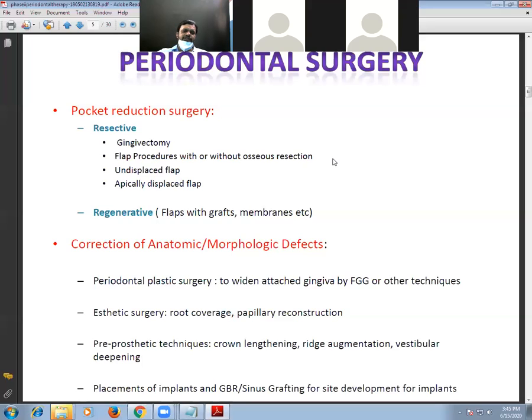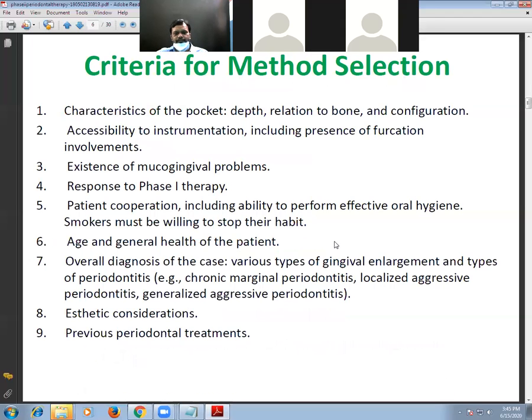Sinus lift procedures are of two types. It may be a direct sinus lift or an indirect sinus lift. Okay. So we will discuss these procedures in more detail individually in separate lectures. Now there are some criteria that are required for method selection.